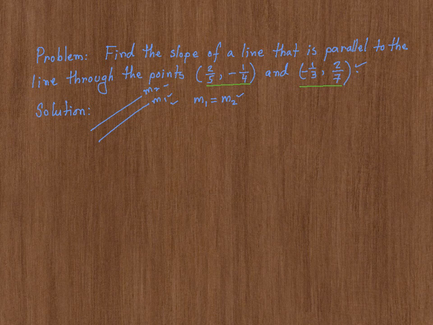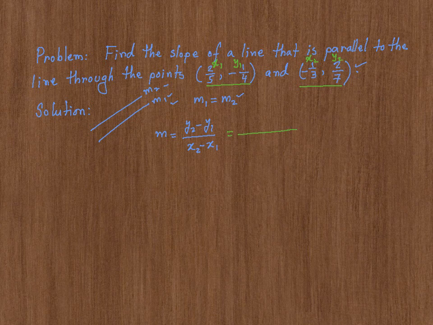So we are going to use the slope formula. M is equal to y2 minus y1 divided by x2 minus x1. And let me label this point, and I'm going to call this one x1, y1, x2, y2. So let's go ahead and do it.